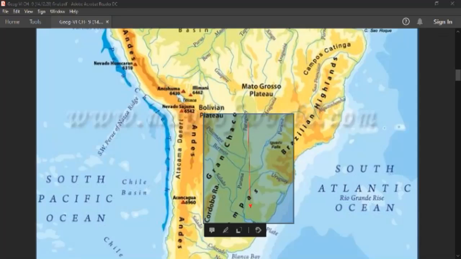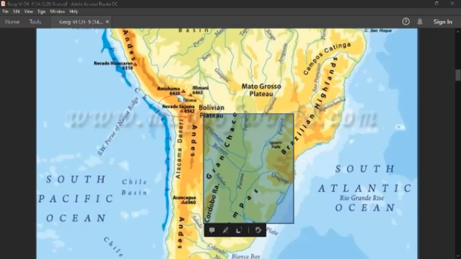Apart from the rivers, there are only a few lakes in South America, such as Lake Titicaca. Here it is, Lake Titicaca is situated on the high plateau of Bolivia. The second lake is Lake Maracaibo in Venezuela. It is very important for mineral oil deposits.